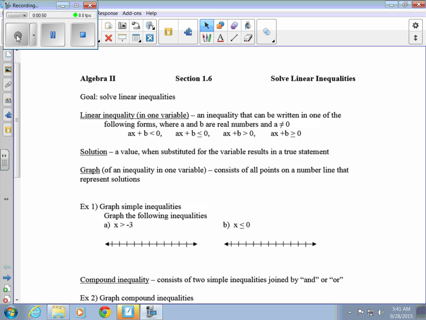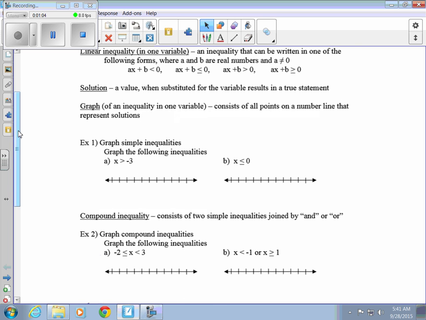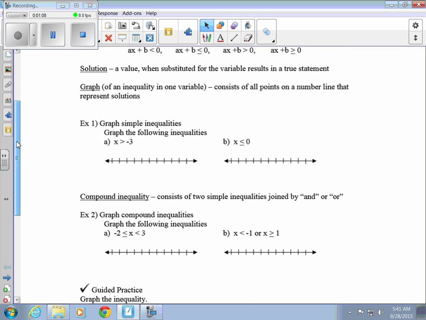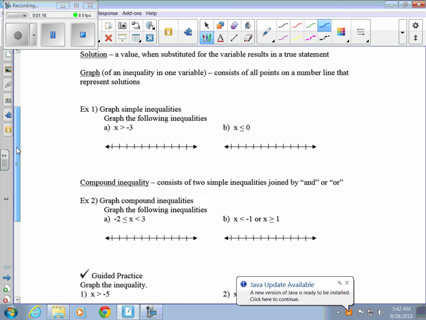So if we plug a variable in, we get 3 is less than 7. That's true. So 3 would have been a solution to that problem. If we plug in and it makes a false statement, then obviously it's not. And the graph of an inequality in one variable consists of all points on the number line that represent the solution. And we've graphed these a lot before. So let's start with graphing the following inequality. And we have x is greater than negative 3.